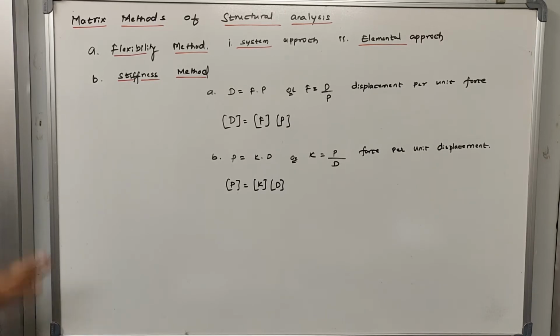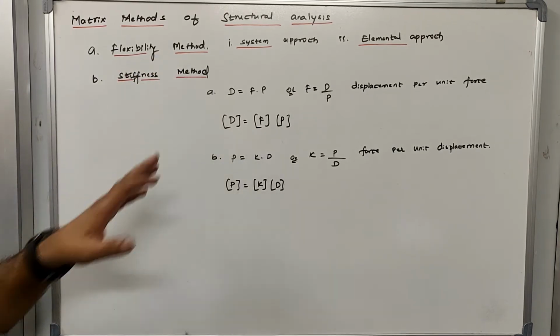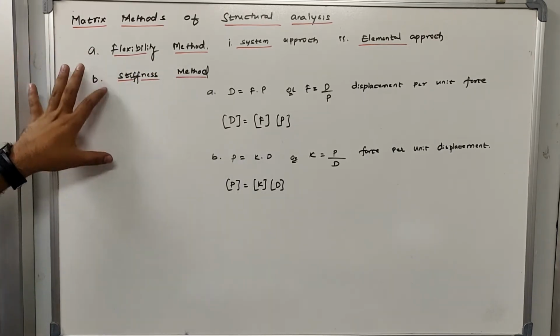Now by using this matrix method, we are going to analyze a structure. There are two methods through which we can use the matrix. The two concepts from which we are going to use the matrix method are called the flexibility method and the stiffness method. So we will be discussing these two.